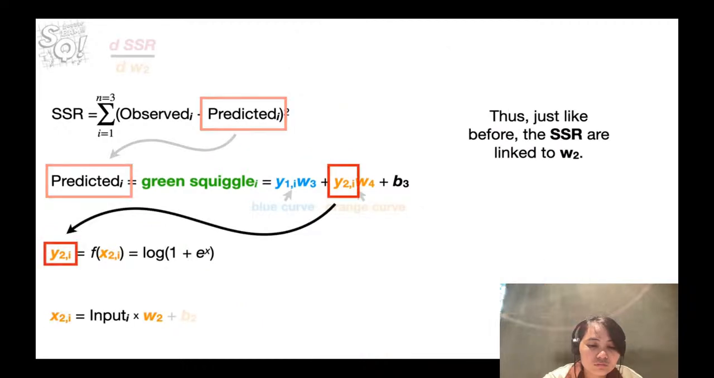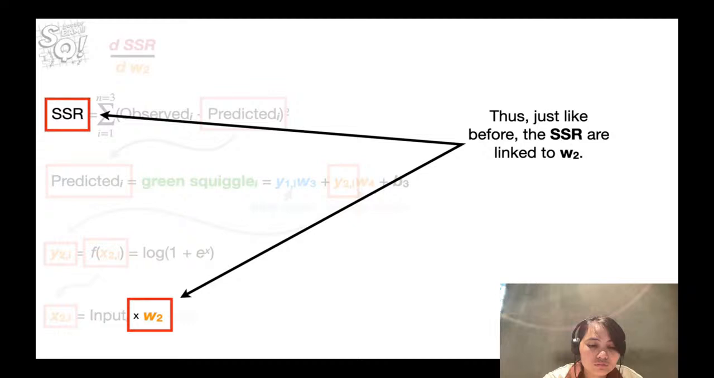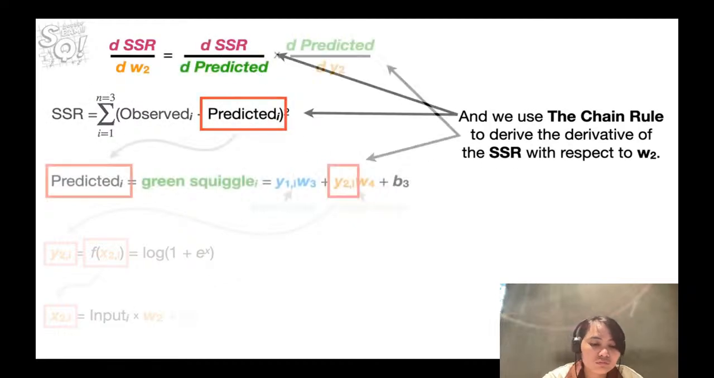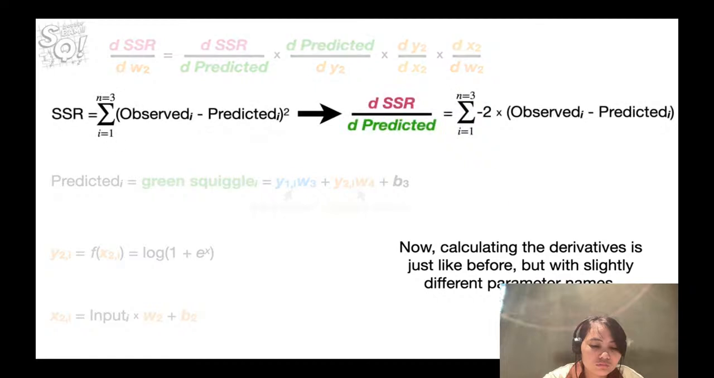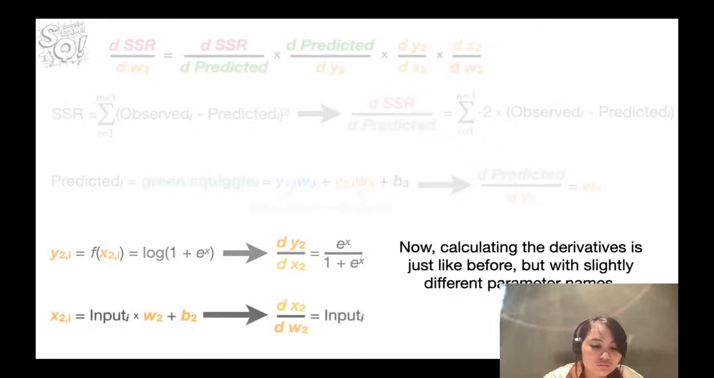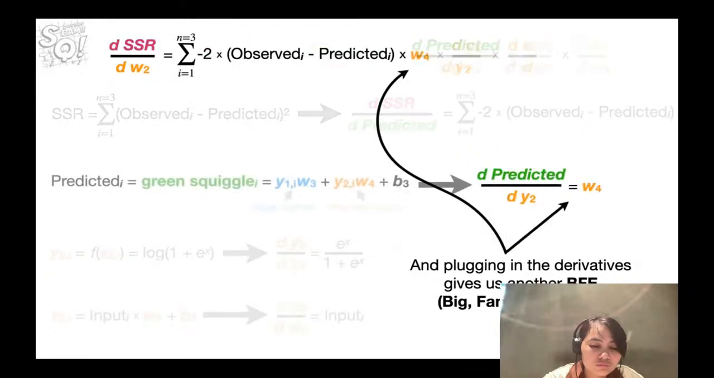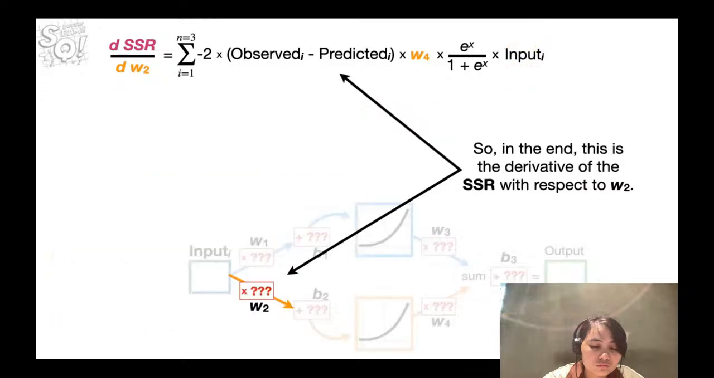Thus, just like before, the sum of the squared residuals are linked to w sub 2, and we use the chain rule to derive the derivative of the sum of the squared residuals with respect to w sub 2. Now, calculating the derivatives is just like before, but with slightly different parameter names. And plugging in the derivatives gives us another BFE. So, in total, this is the derivative of the sum of the squared residuals with respect to w sub 2.